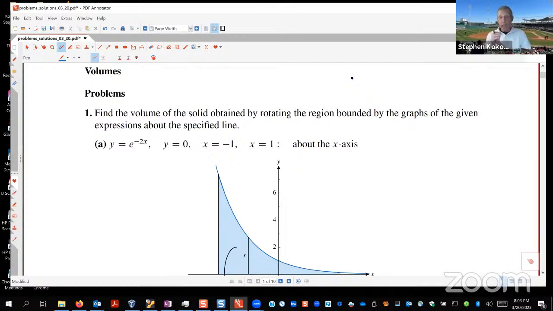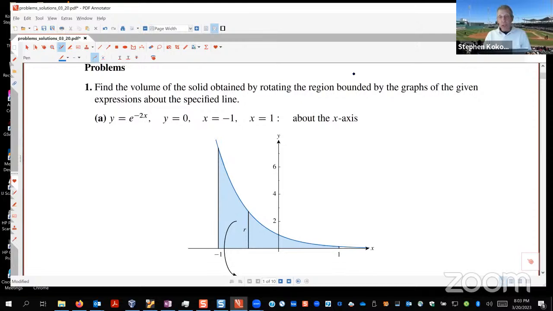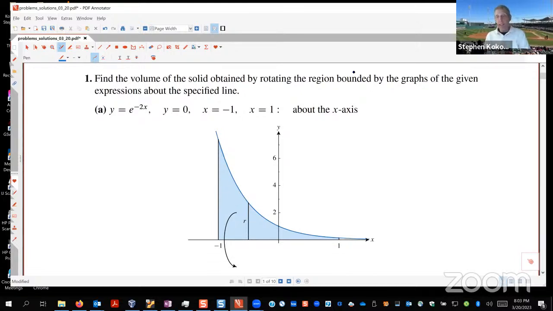Find the volume of the solid obtained by rotating the region bounded by the graphs of the given expressions about the specified line. So in part A, we have y equals e to the minus 2x, y equals 0, x equals 1, and x equals minus 1. So the very first thing I'm going to try to do here is to draw this region that I want to revolve, this time about the x-axis. I've tried to do that, and I've shaded in the region in blue.